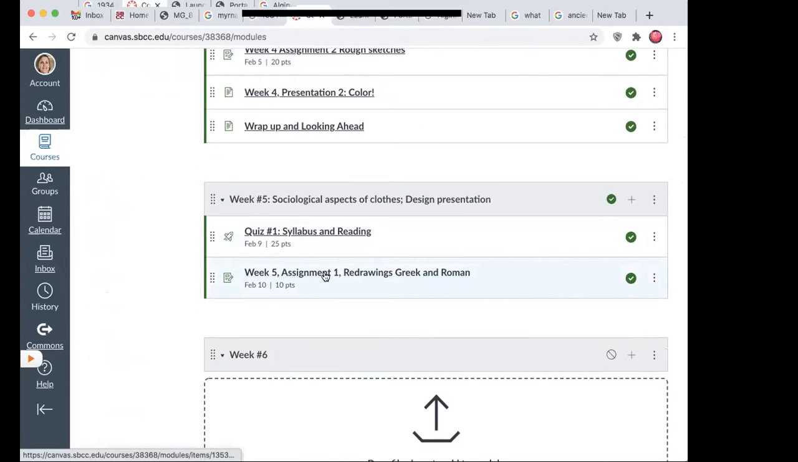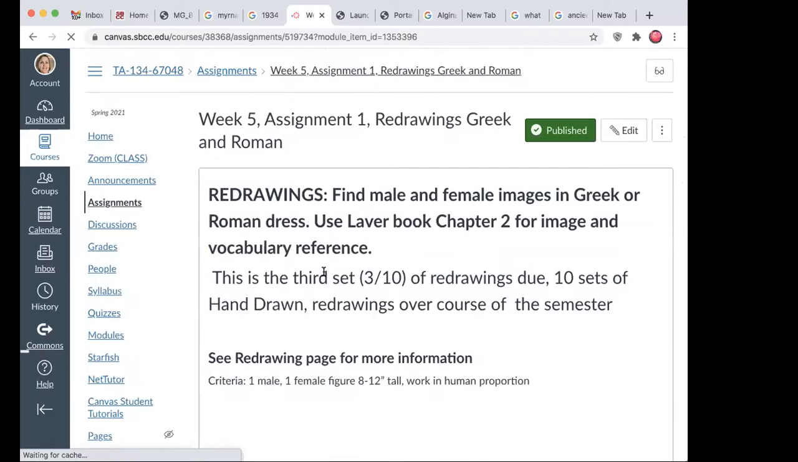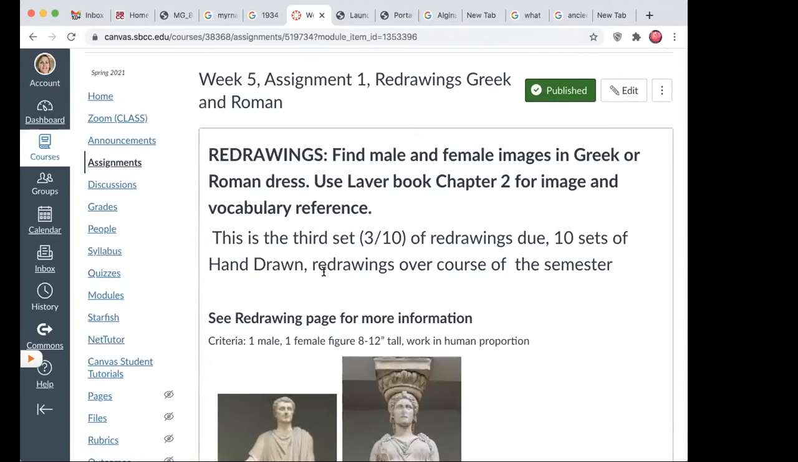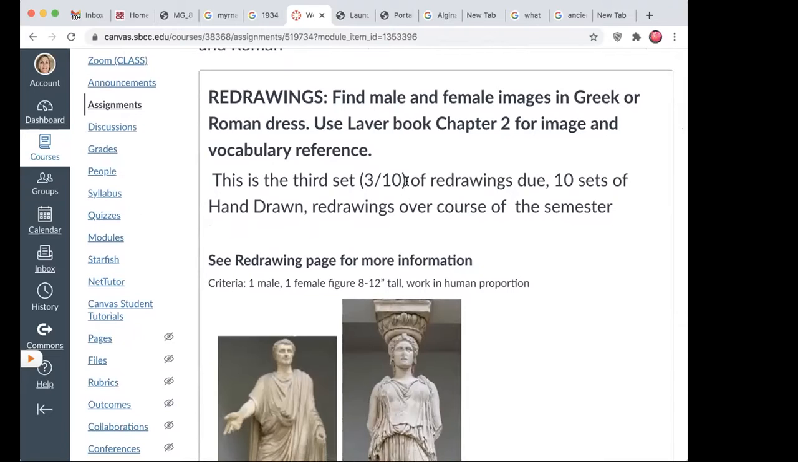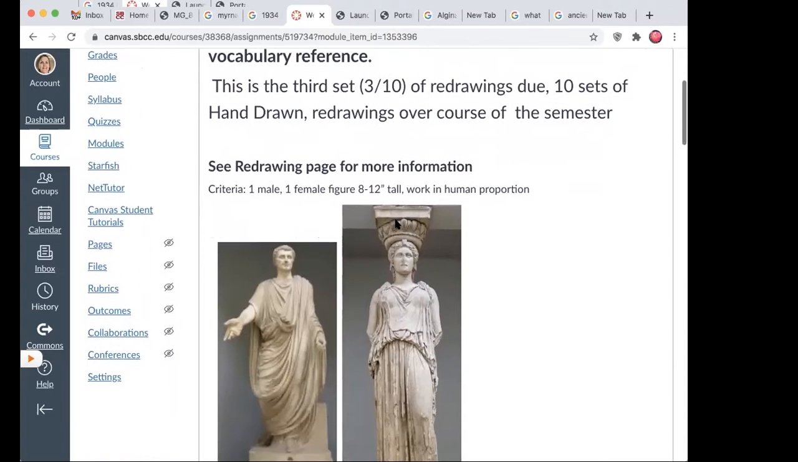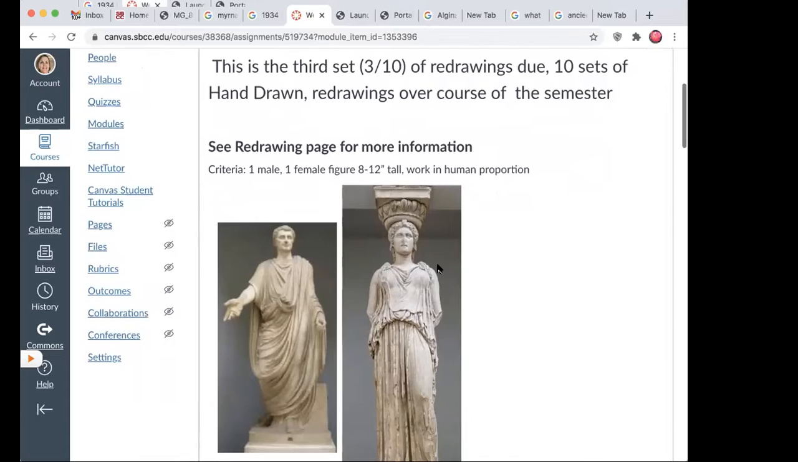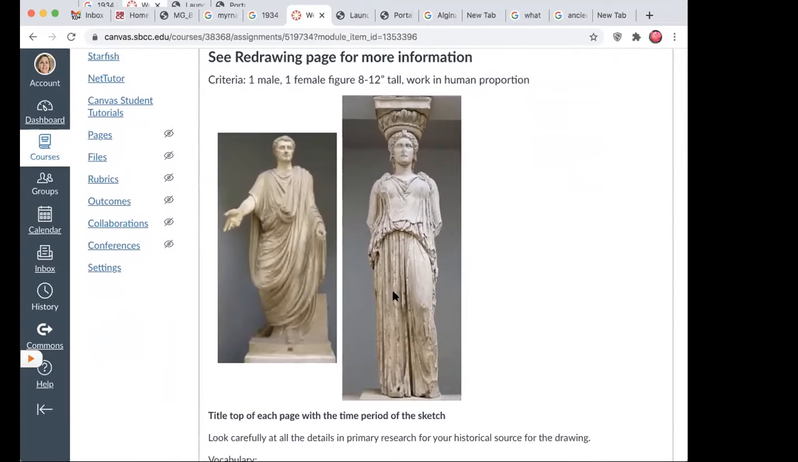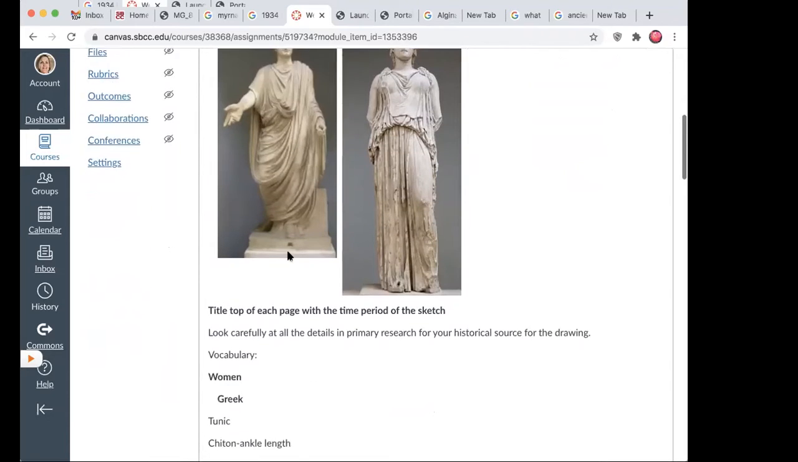Okay, then I'm going to the redrawings assignment. Same as the first 2 redrawings assignments. This is the 3rd of 10. You noticed in the weekly that there are 11 sets of redrawings due, so one of them will be thrown out and we'll pick the top 10. It'll be 1 male, 1 female figure working in human proportion. So draw your body first and then draw your clothes on it on top.